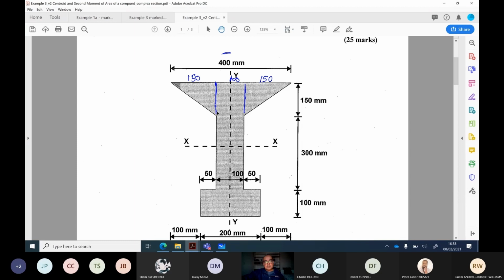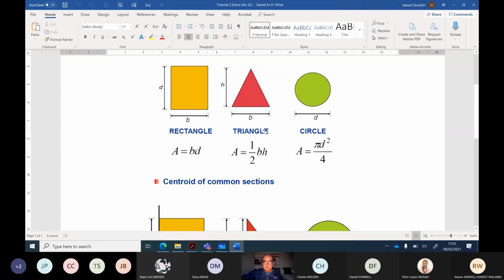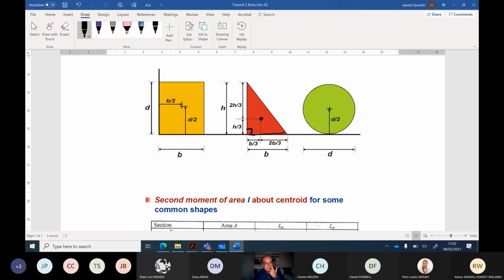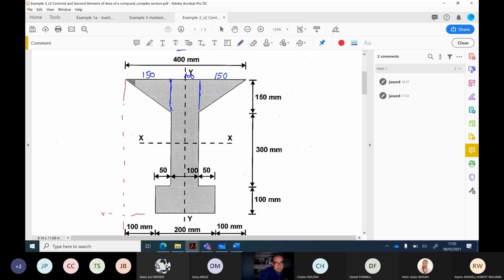How do we work out center of a triangle? Area of the sections, rectangle, width into height. Area of triangle is half base into altitude, and area of circle pi d square over 4. Centroid of triangle is from the vertical side, it is h over 3 or b over 3. The other side, it is 2h over 3 and 2b over 3. Now I forgot to mention one thing is we need to take the origin. This is x and this is y, and this point is O.